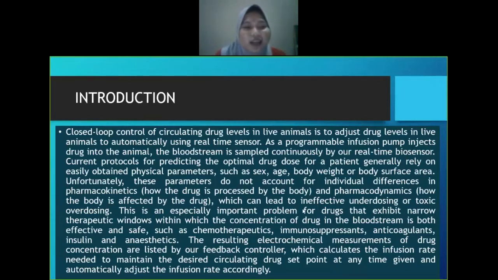It is an especially important problem for drugs that exhibit therapeutic windows within which the concentration of drug in the bloodstream is both effective and safe, such as chemotherapeutics, immunosuppressants, anticoagulants, insulin, and anesthetics.